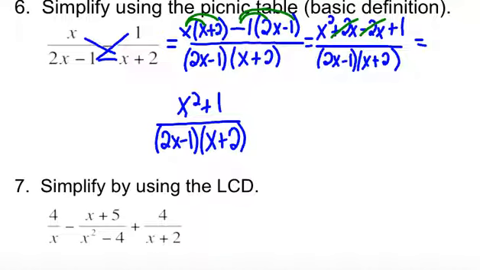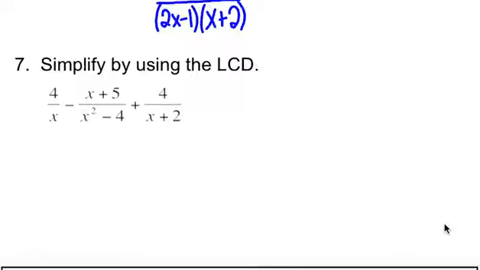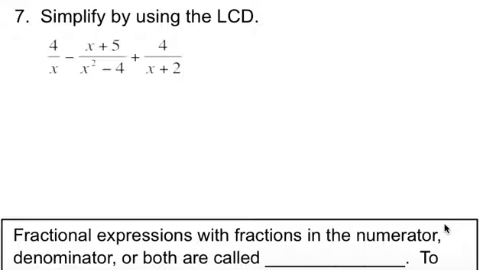So this is your answer. Okay, in number 7, the picnic table method doesn't work so well if there's like 3 of them. So we're just going to get common denominators.